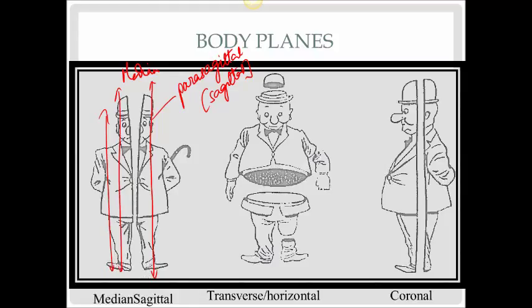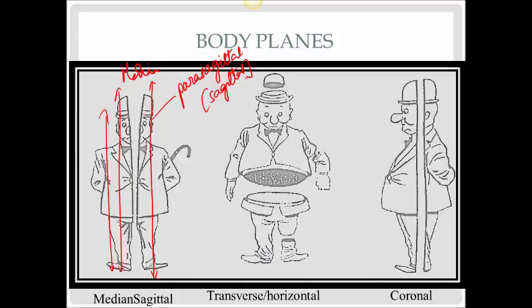The next one is transverse and horizontal. For most parts of the body which are lying vertically, transverse and horizontal are the same. Your trunk, for example, is vertical. This is your long axis, or the length of your body. Your limbs, like this, is the long axis or the length. So for most parts of the body, where the structure is vertically placed, transverse and horizontal mean the same.